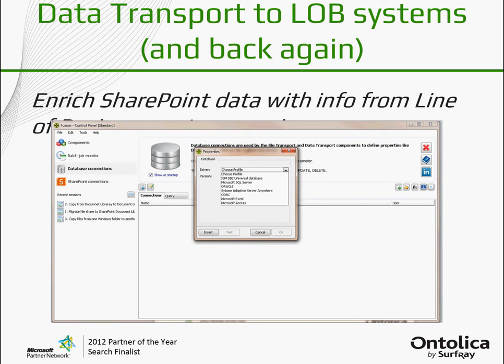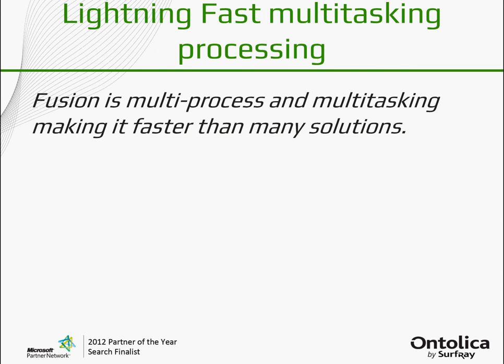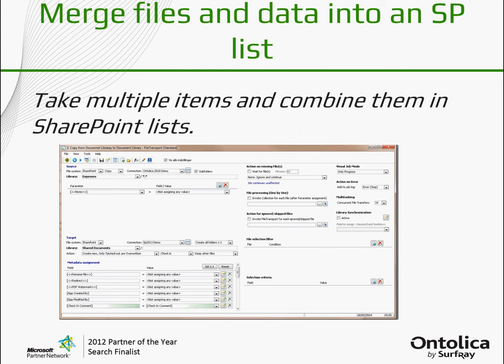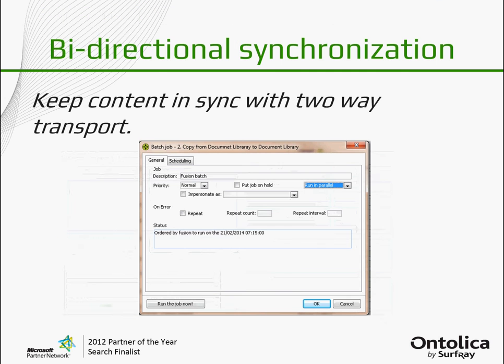You can perform data transport to and from line of business systems, and many out-of-the-box systems are supported by Ontolica Fusion. Ontolica Fusion is lightning fast with multitasking processing to make it possibly the fastest file transporter available for SharePoint. You can merge files and data into a SharePoint list. You can perform bi-directional synchronization.